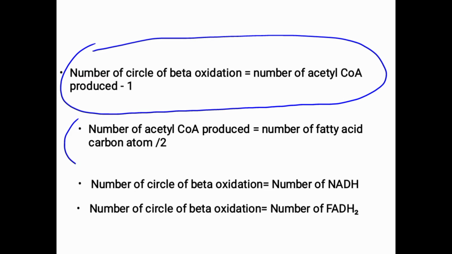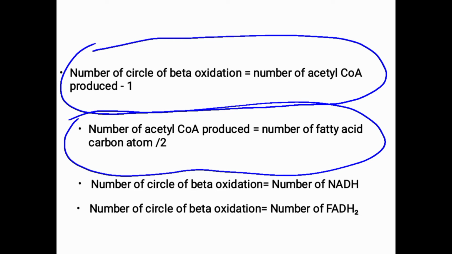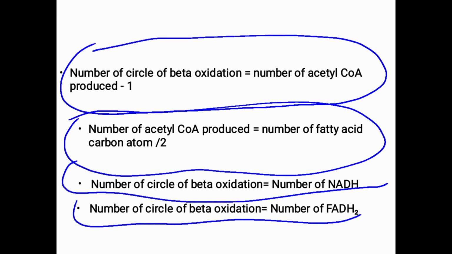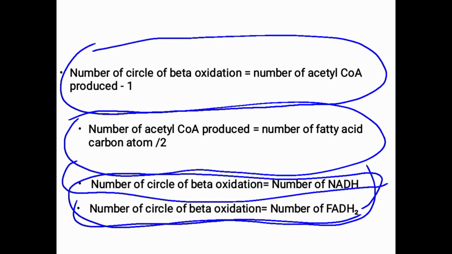Then the second formula says the number of acetyl CoA produced is equal to the number of fatty acid carbon atoms divided by 2. The third formula says the number of cycles of beta oxidation is equal to the number of NADH. The fourth formula says the number of cycles of beta oxidation equals the number of FADH2. You can see the last two formulas are very similar. So which formula do you think we start with first?